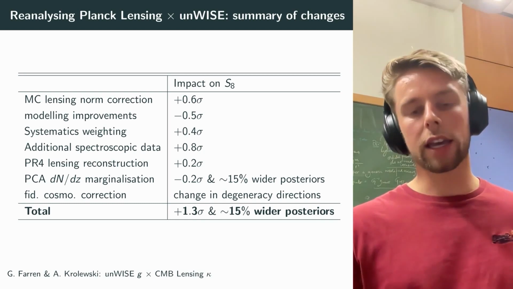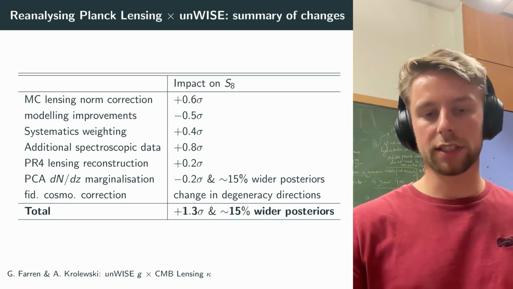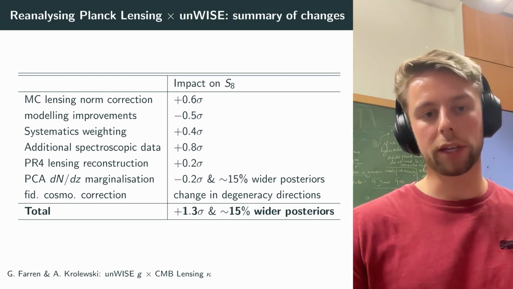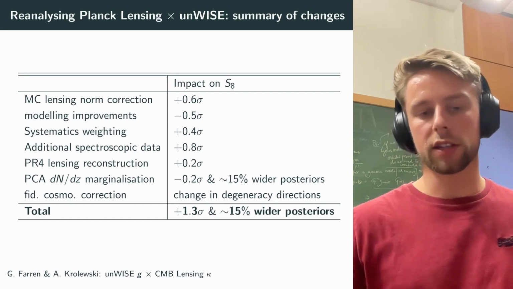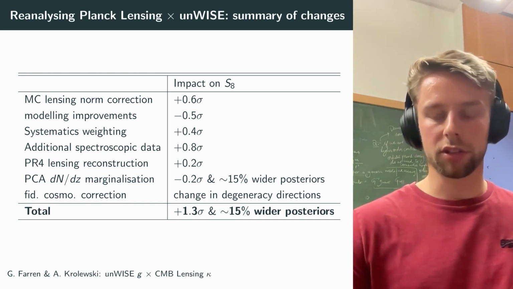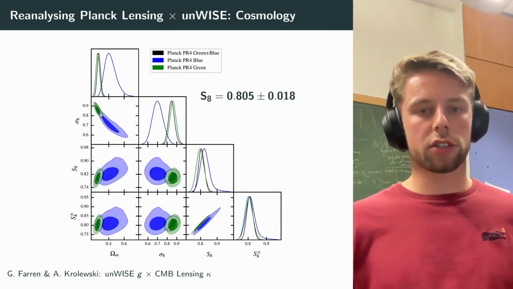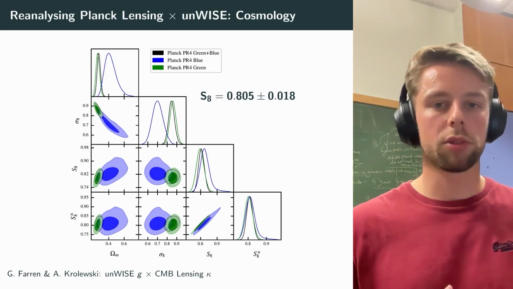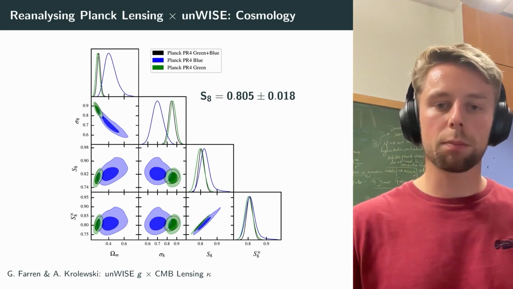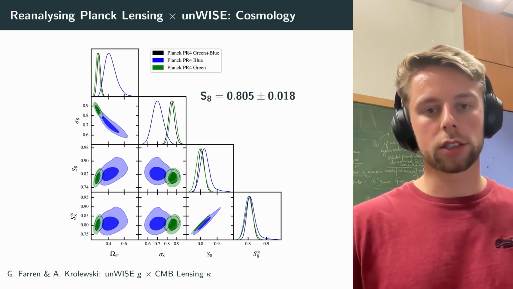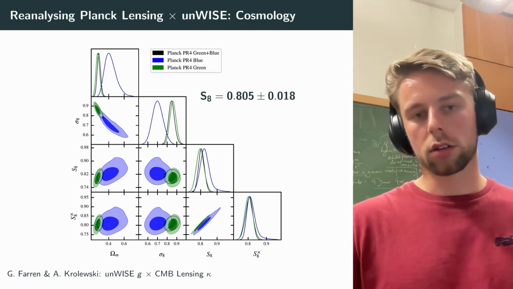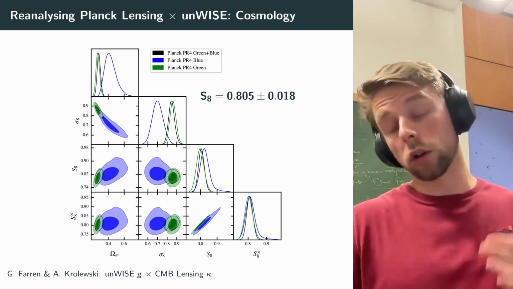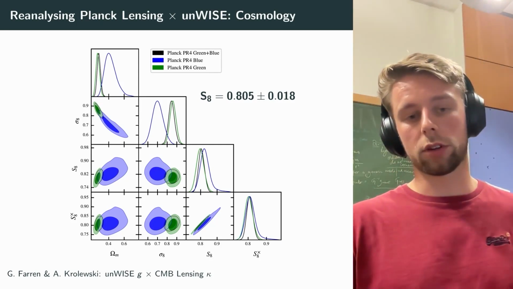And so at the end of the day, we come out about 1.3 sigma higher than the previous analysis, and with slightly wider posteriors as well, because our PCA dN/dz marginalization is more conservative than the previous approach taken. So all these changes together now move the S8 value obtained from the cross-correlation between Planck and unWISE up to 0.805 plus or minus 0.018, also consistent within expectations with the primary CMB. And so also consistent with the results we found from ACT.